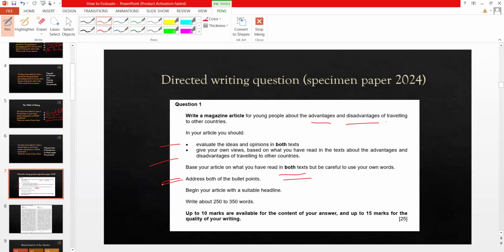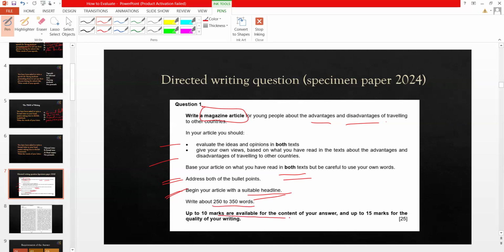Now, begin your article with a suitable headline. Why a headline? We are talking about a magazine article here, and for a magazine article, you must have a headline. You may have subheadings also, but that is up to you. That is not mandatory. If you want, you may add the subheadings, and if you don't want, it's okay. Now, 250 to 350 words are required.